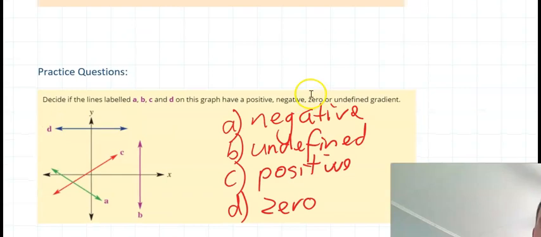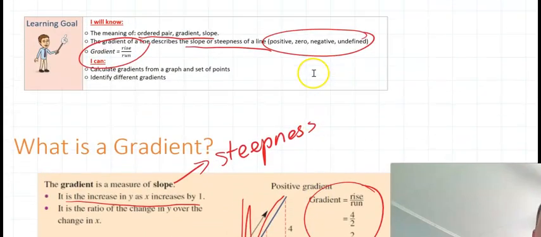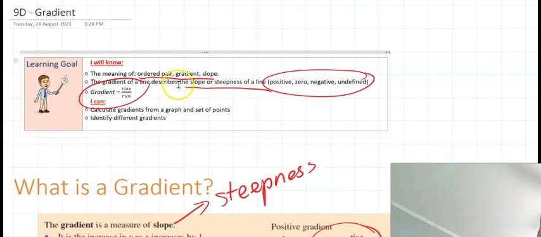So make sure you understand each of those 4 points there as we go through. We're going to be focusing a bit more in class, so ask any questions as we go. Thanks, guys.